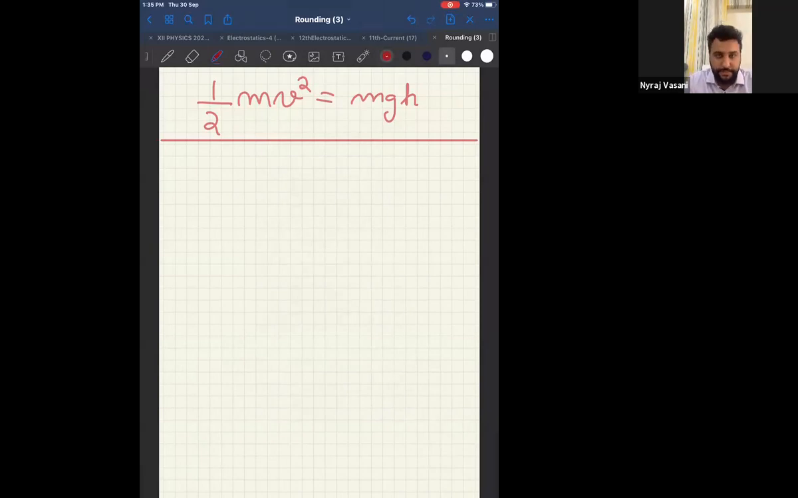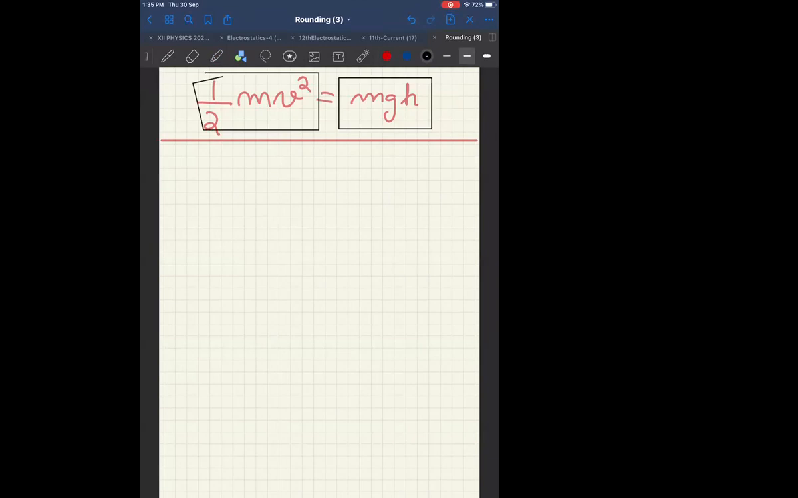So look at this. Half mv square is equal to mgh. So again, I can divide my equation into two. This is the first part and this is my second part.